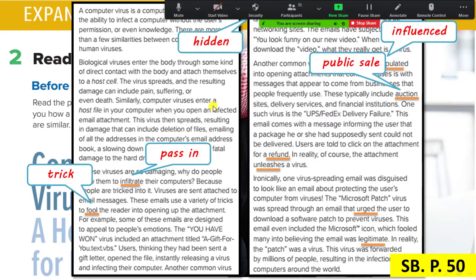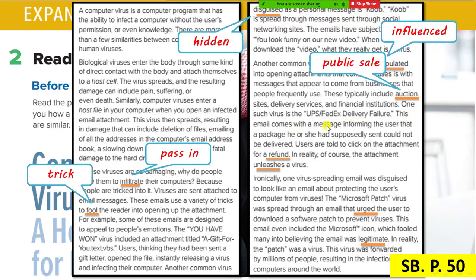One such virus is the UPS FedEx delivery failure. This email comes with a message informing the user that a package he or she had supposedly sent could not be delivered. يعني جايب لك الايميل saying that the delivery you want can't be delivered. Users are told to click on the attachment for a refund. Refund means return your money. So you want to get your money back. In reality, of course, the attachment unleashes a virus. And now you release the virus on your computer.